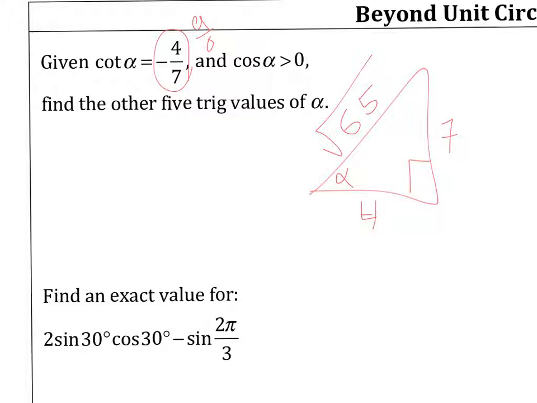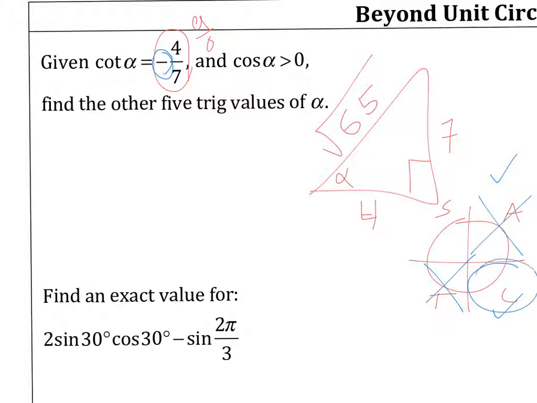Okay. The other thing I have to figure out is which quadrant this is in. Cotangent is negative. I'm looking for places where tangent is negative. We know if all students take calculus, tangent is positive here and here. So we've eliminated those two quadrants because cotangent has a negative value here. Cosine is positive here and here. That means we're looking at fourth quadrant. In the fourth quadrant, cosine is the only function that's positive, so cosine and secant will be positive.